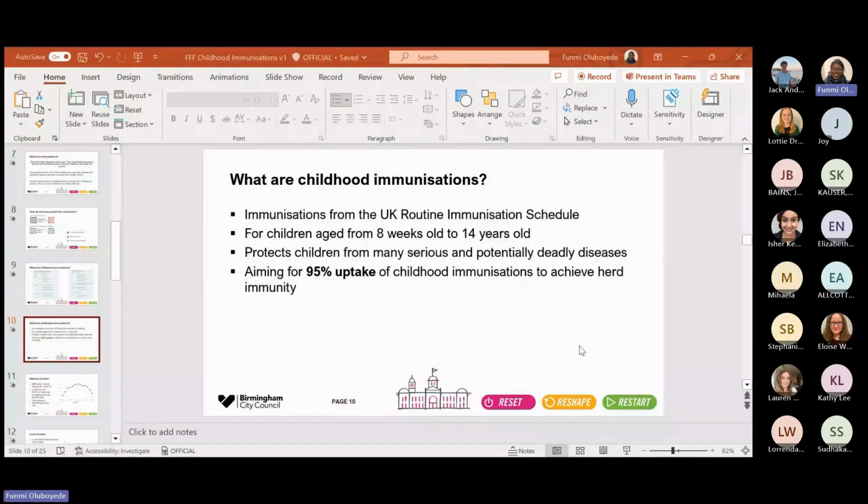The NHS immunisation programme describes the routine immunisation schedule, and it's there for children aged from 8 weeks old to 14 years. It protects children from many serious and potentially deadly diseases. So we aim for that 95% uptake, or herd immunity, of childhood immunisations to make sure that everybody is kept safe.